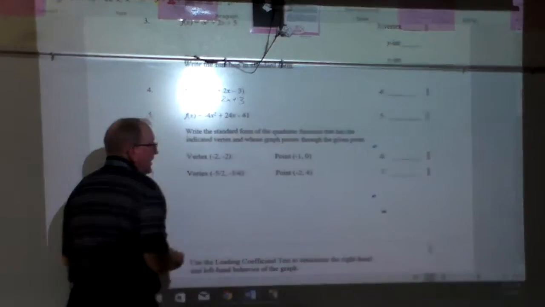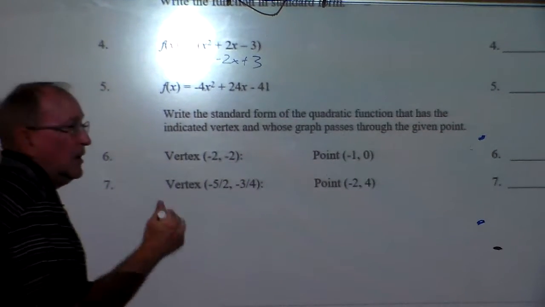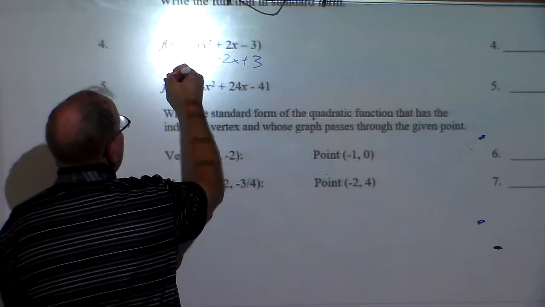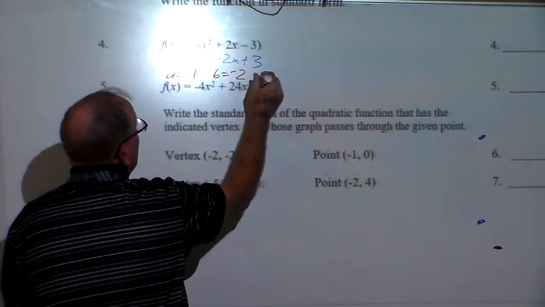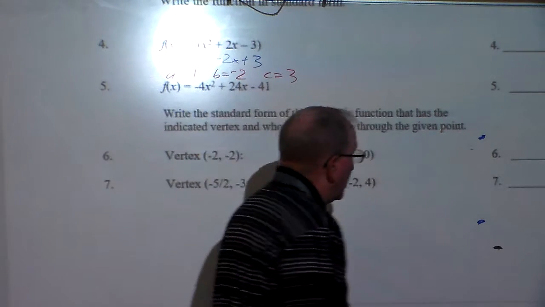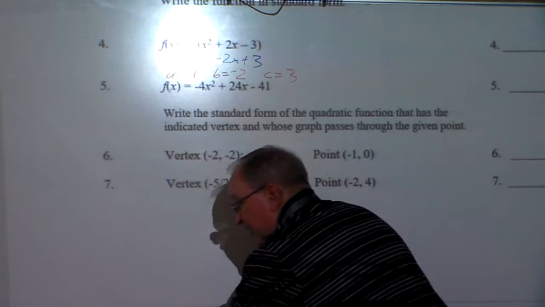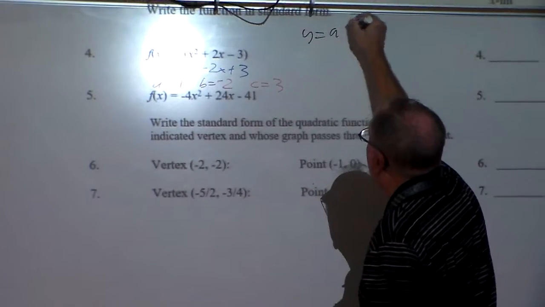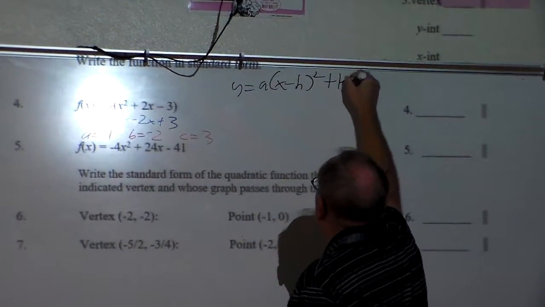And the reason I'm doing that is I'm going to do the following. What is a on this problem? A is now negative 1. B is negative 2. And C is 3. Because to write it in standard form, here's what I need. Your answer needs to be y equals a times x minus h squared plus k.